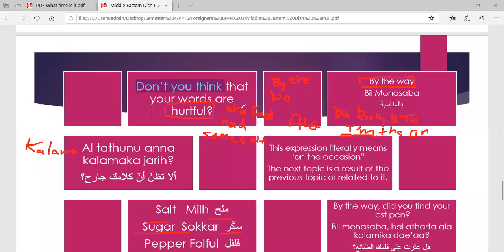We were talking, I asked you a question. You asked me a question, don't you think that the food needs some salt? I answered you, really? By the way, I am the one who made this food. Yani, you were asking me this question and giving your opinion, but you didn't know that I am the one who made this food. That's why you said here, by the way. So you use it for a result of a previous topic or related to it.